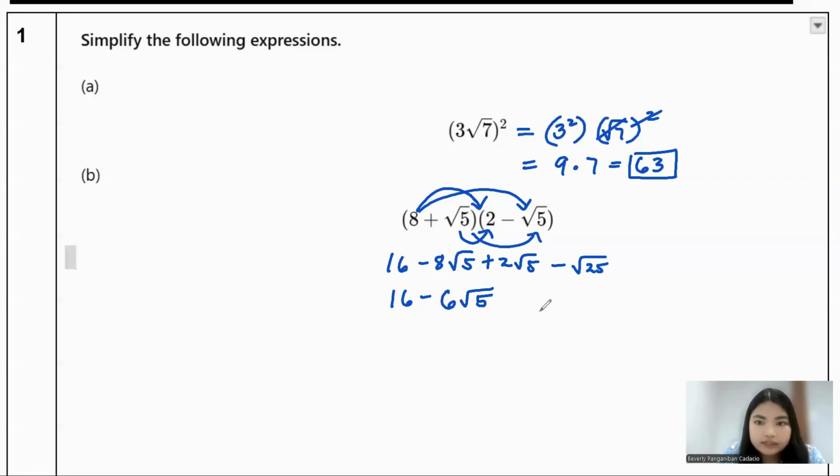And then minus 5. Why? Because root 25 will just be 5. And then you can still combine the 16 minus 5, which will become 11 minus 6 root 5. And yeah, that's the final answer.